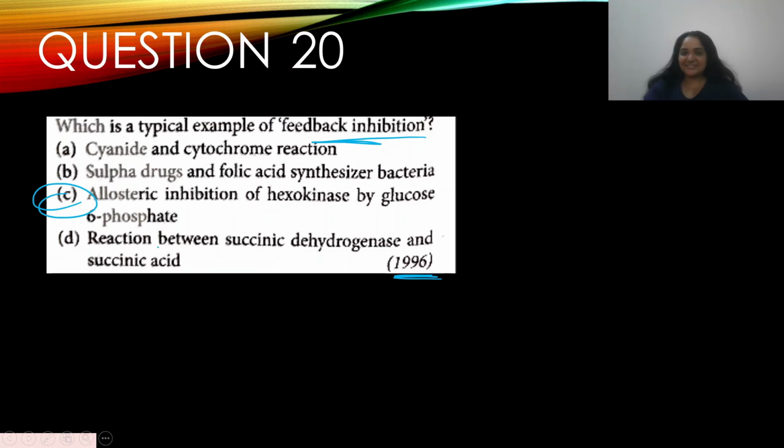We already discussed this previously, the difference between inhibition, negative feedback inhibition, and feedback regulation. The end product inhibition and feedback regulation. So allosteric inhibition of hexokinase by glucose 6-phosphate is a typical example of feedback inhibition. So the answer is C.